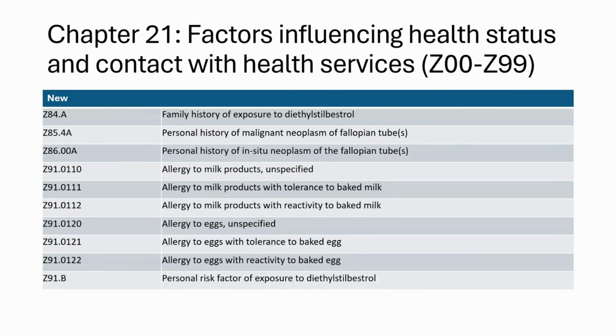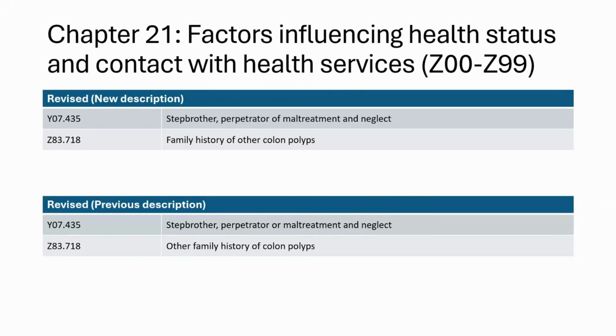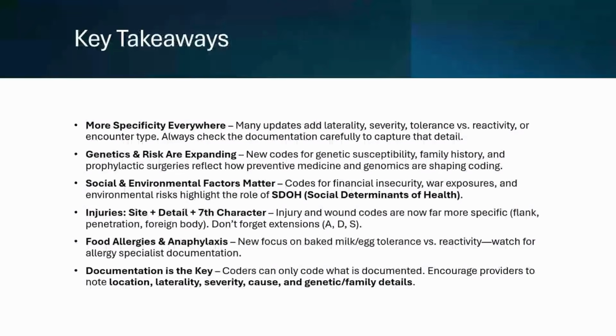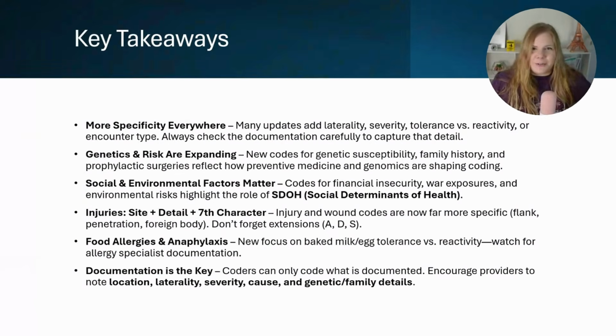And then just some family and personal history related to things like fallopian tubes, malignant neoplasms, and neoplasms in situ of those areas. And lastly, we have a few minor spelling and grammatical corrections in chapter 21. Just really minor stuff there that was changed. And then chapter 22, codes for special purposes, didn't have anything added to it this year, which I guess is kind of good because otherwise that would mean that we'd have some kind of new disease that we urgently needed to start reporting.